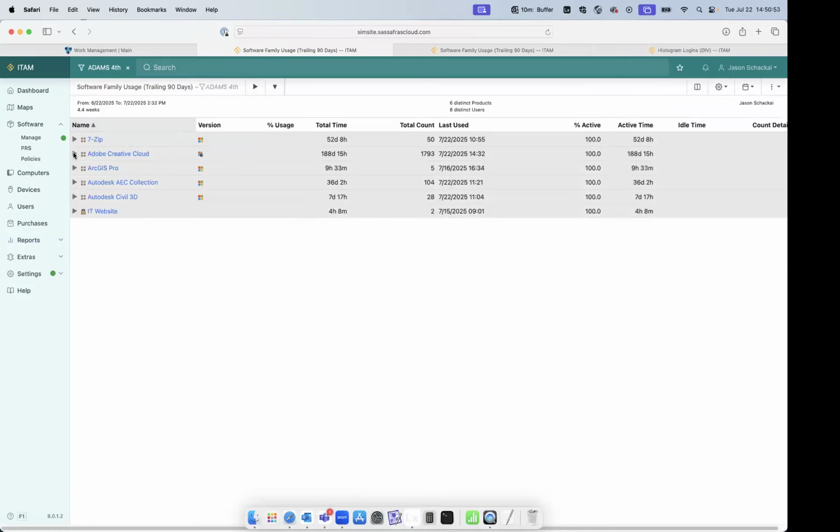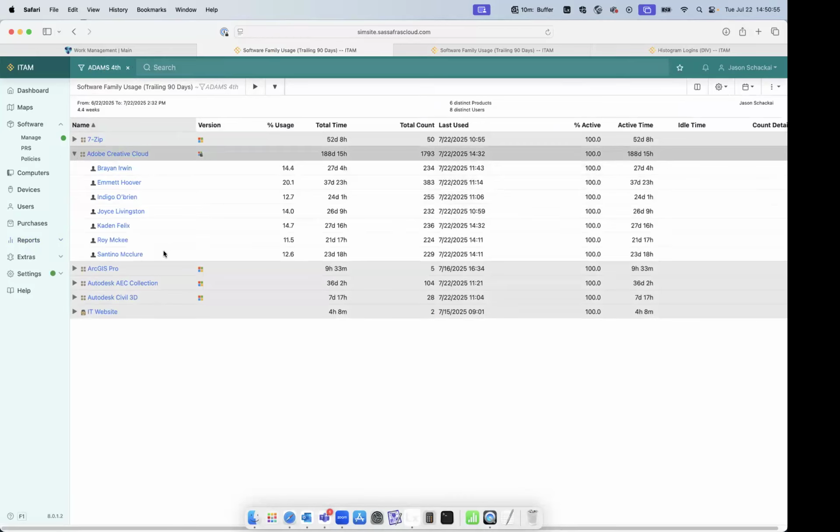And then expanding each one, we can see the specific users that have launched them, as well as the amount of time they've had them open, the number of times they've been launched. And in a real world environment, you would see foreground and background time. Our demo environment is not simulating idle usage, so it's all active. But we can get an idea of overall usage within this location, and then which users have used it and how much each of those users represents.